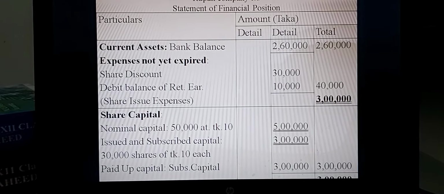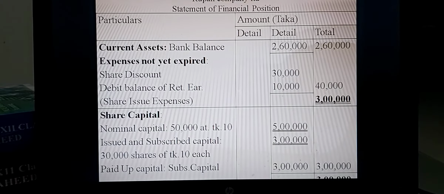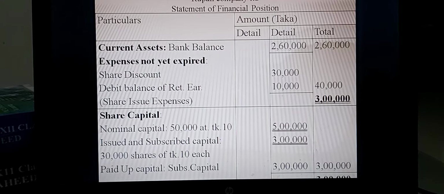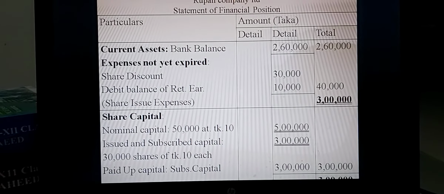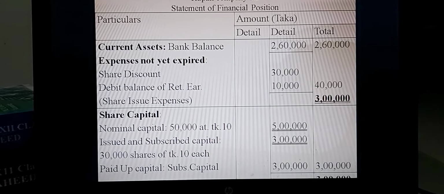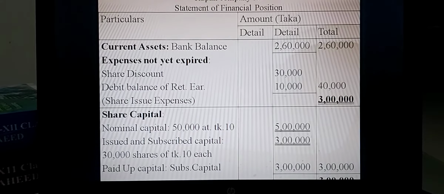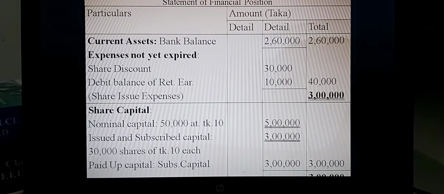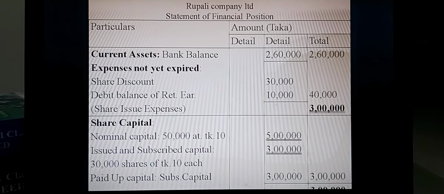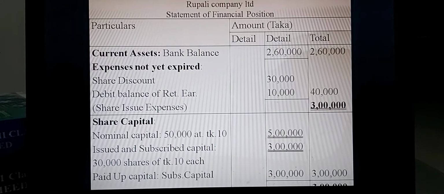This amount is to be closed for proving the accounting equation, that is A is equal to L plus E. And next, the second part, you have to go to the share capital and liability side. Only one head is available in this math, share capital. Totally 4 heads are available for share capital.